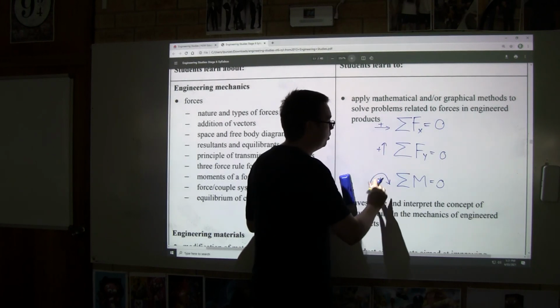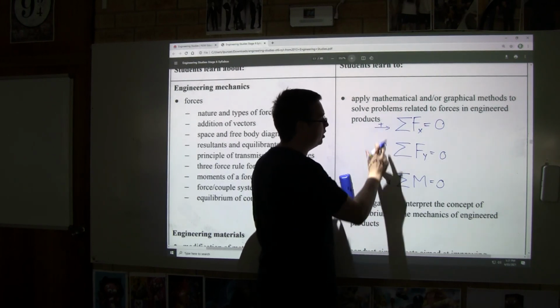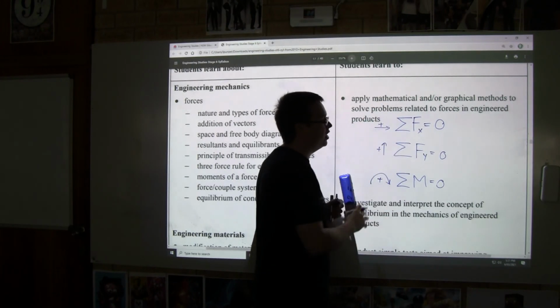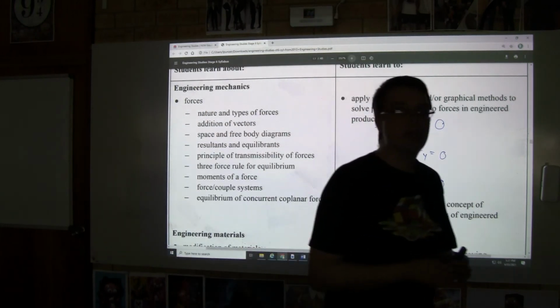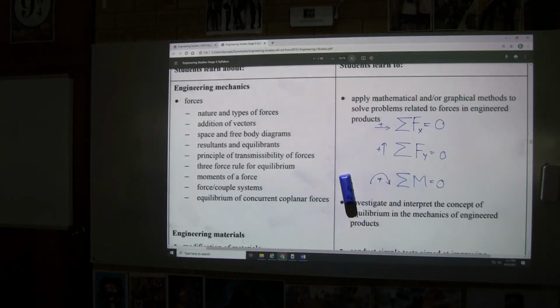Now, when we do these calculations, we establish something as positive. That's what this first line means. These are the conventions that I will use for the rest of the course. Okay, that's my outline for mechanics for Prelim and Engineering Studies, Chapter 2.